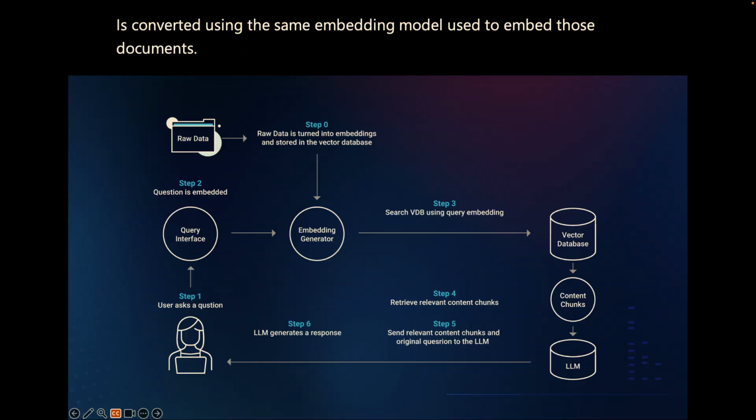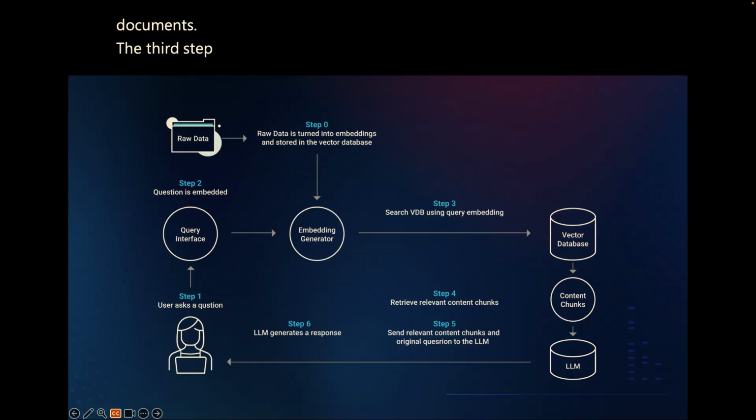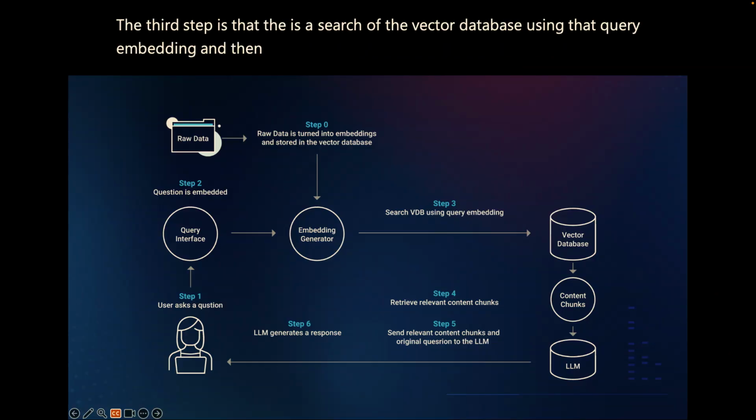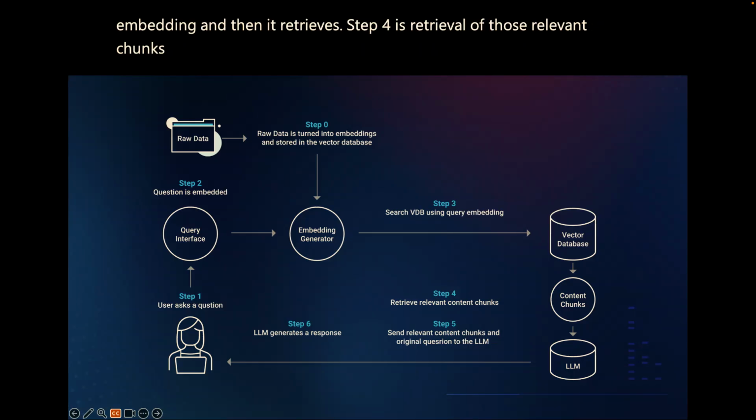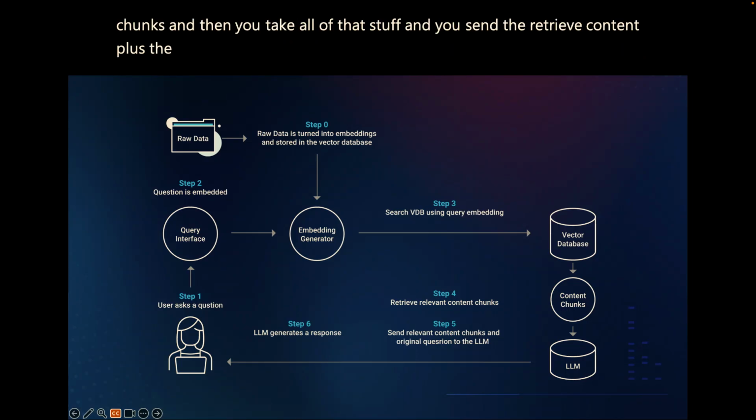is converted using the same embedding model used to embed those documents. The third step is a search of the vector database using that query embedding. Step 4 is retrieval of those relevant chunks, and then you take all of that and send the retrieved content plus the original question to the large language model, and the large language model generates a response.